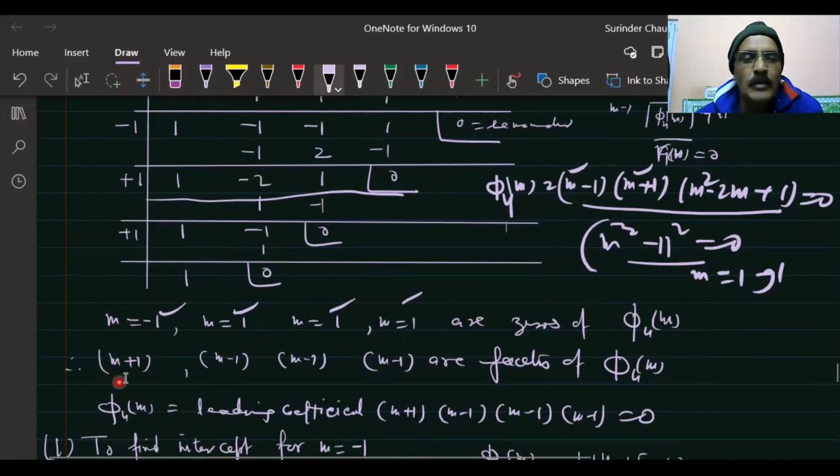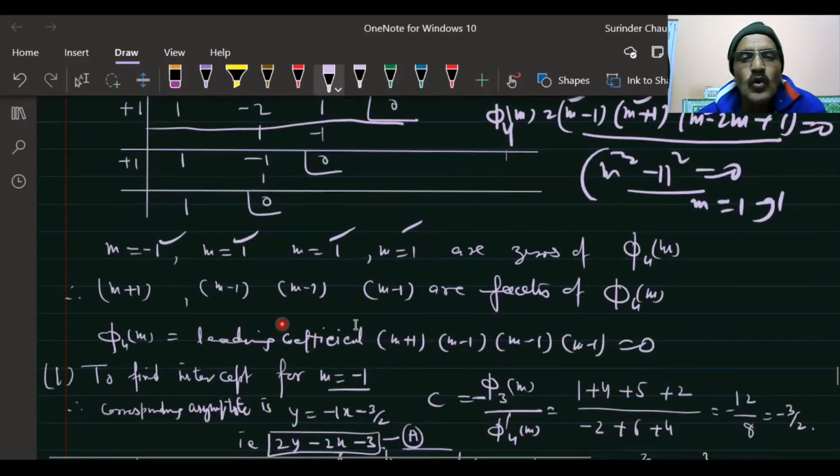Now if these are the zeros of phi 4 of m, then m plus 1, m minus 1, m minus 1 are factors of phi 4 of m. So if we multiply these factors by the leading coefficient, we get the same phi 4 of m. Leading coefficient into each factor will give us the same polynomial, as we have read in the quadratic equation. Right? Now our aim is to find the asymptote, the y-intercept for these values.